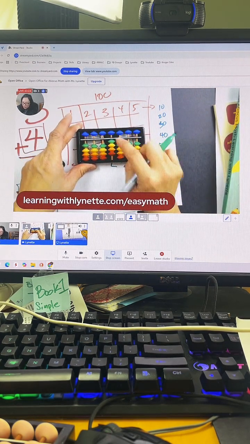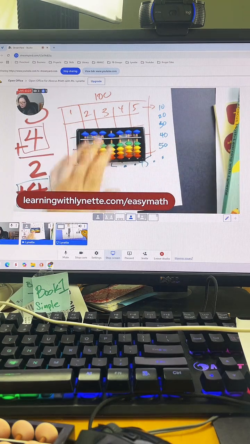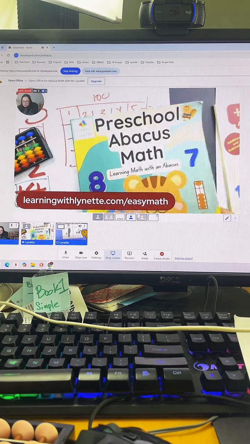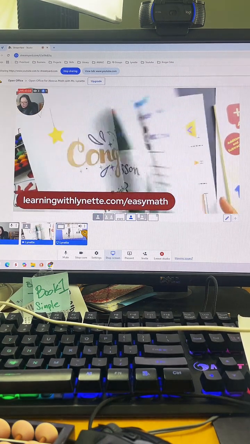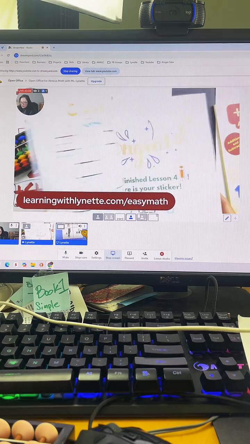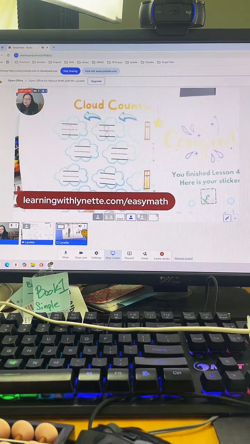The other thing is also understanding place value. I know that this is the ones place and this is the tens place. So when we start talking about 10, 20, 30, 40, 50, we have 10, 20, 30, 40, and then 50.